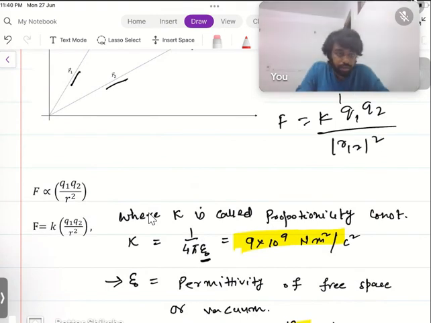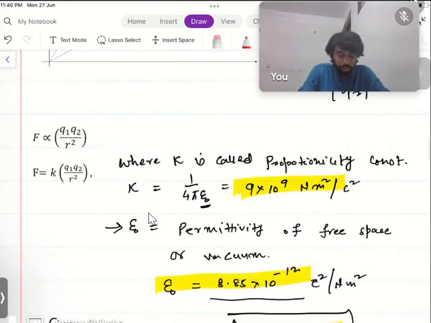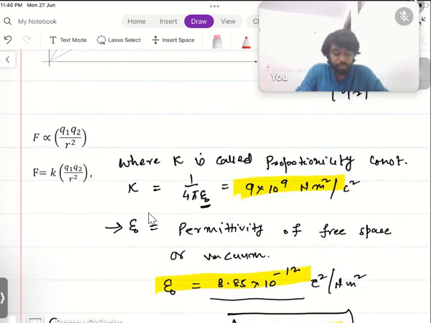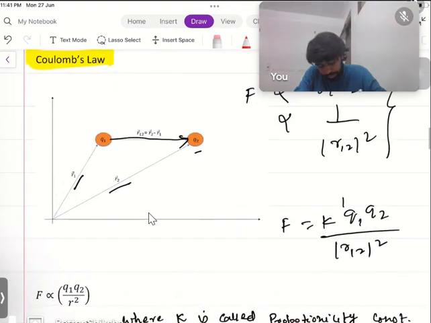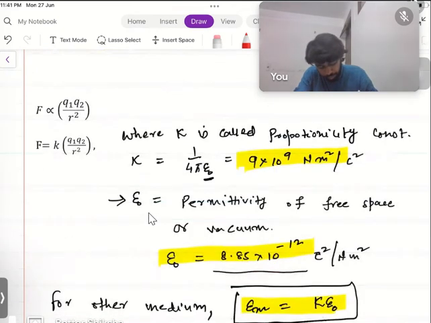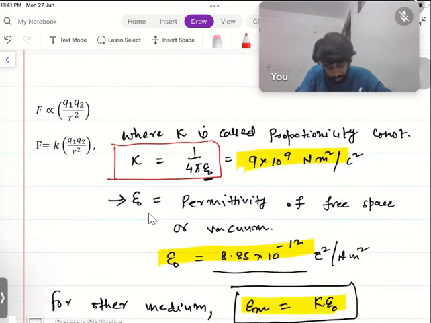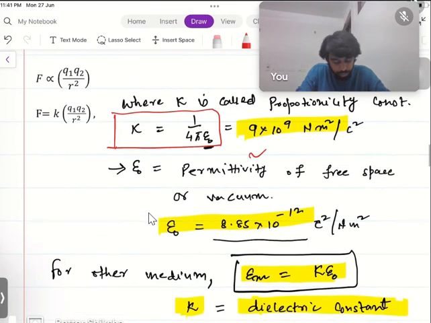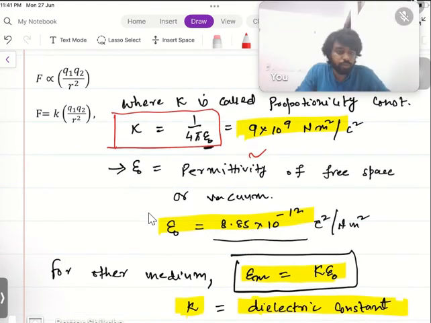You can see here this proportionality constant k also depends on the medium where these two charges are placed. Here you can assume that these two charges are placed in vacuum or air. In vacuum or air, k is 1 by 4 pi epsilon naught, where epsilon naught is the permittivity of free space or vacuum. This k value comes out to be 9 into 10 to the power 9 newton meter square per coulomb square, and epsilon naught is 8.85 into 10 to the power minus 12 coulomb square per newton per meter square for vacuum or air.